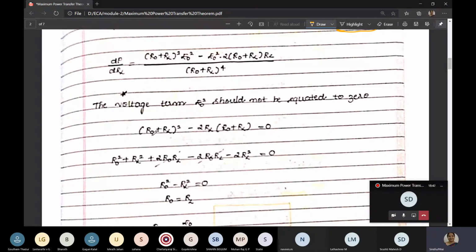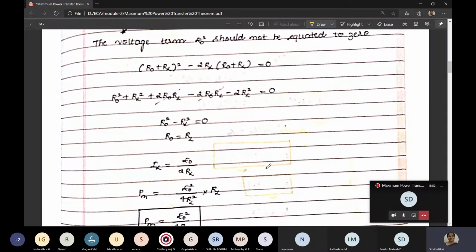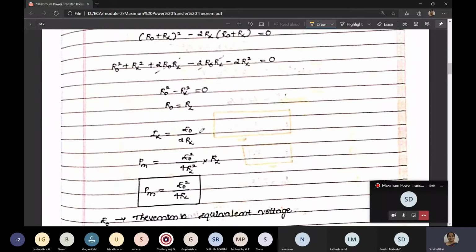Just split the terms. This is nothing but A plus B whole square, which is A square plus B square plus 2AB, minus the multiplied term. The positive and negative terms will get cancelled. So the equation left out is R naught square minus RL square is equal to 0. Next, R naught is equal to RL. Next, IL is equal to E naught divided by 2RL. The formula we got earlier was IL is equal to E naught divided by RL plus R naught. Because R naught is equal to RL, it becomes 2RL.